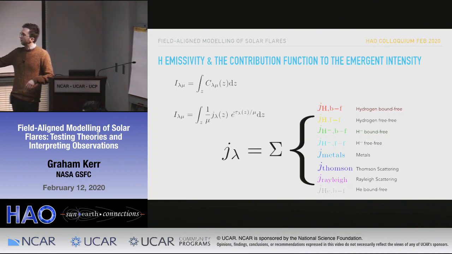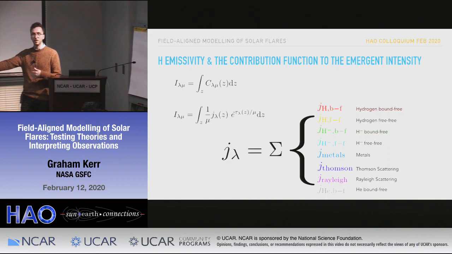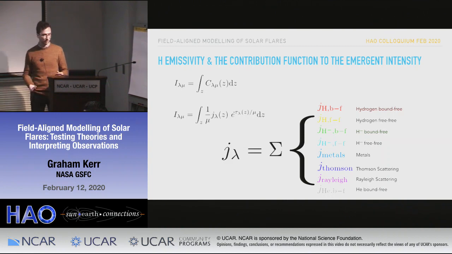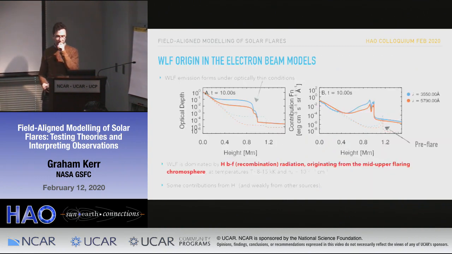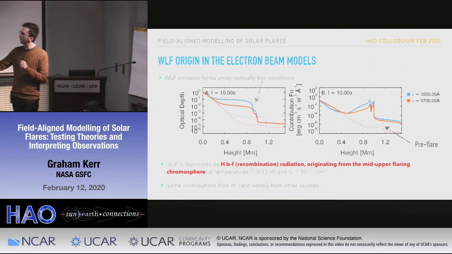And so if you sum these up and then integrate it through the height, you get the emergent intensity. So we can compare both the emergent intensity and each of the emissivities as a function of height to work out where in the atmosphere these white light flares are originating. And that is here. So this is an example for one simulation at the peak of the flare, or the peak of the energy injection at least.